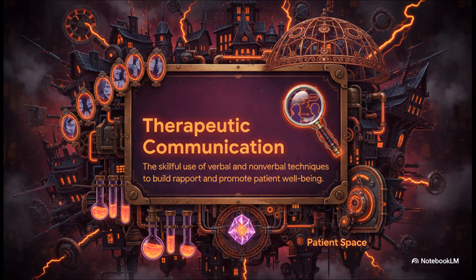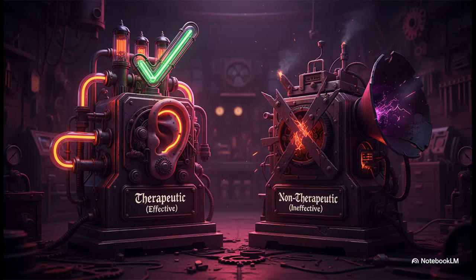Our number 1 primary tool is therapeutic communication. And let's be super clear about this. This is so much more than just being nice. It is the skillful, deliberate use of techniques like reflection, clarification, and even silence to engineer a space where the patient feels safe enough to be vulnerable.